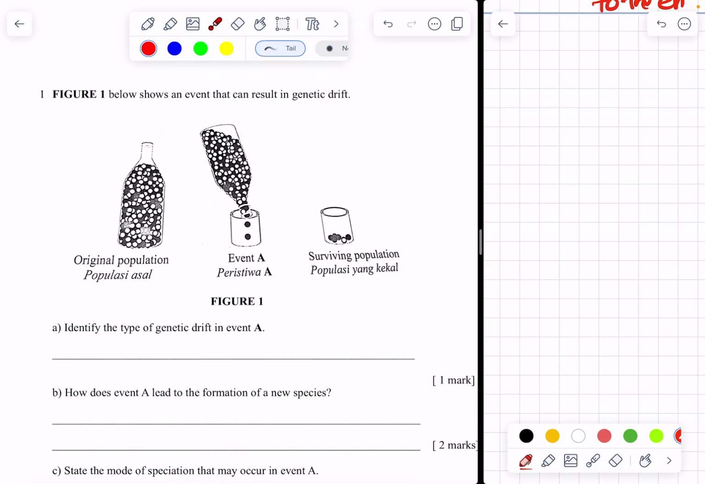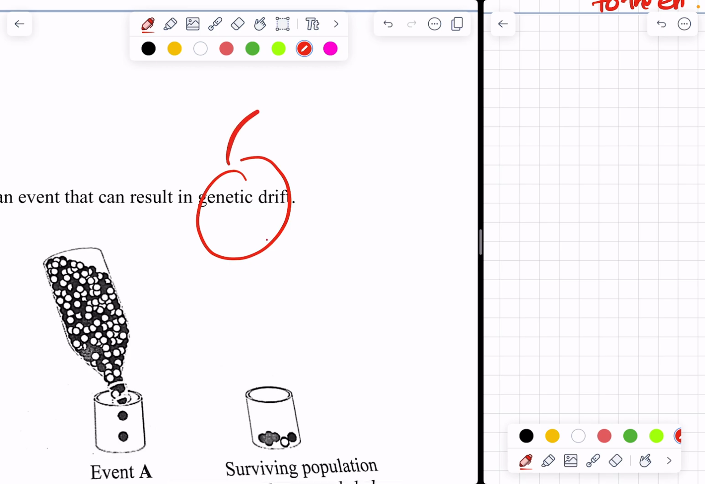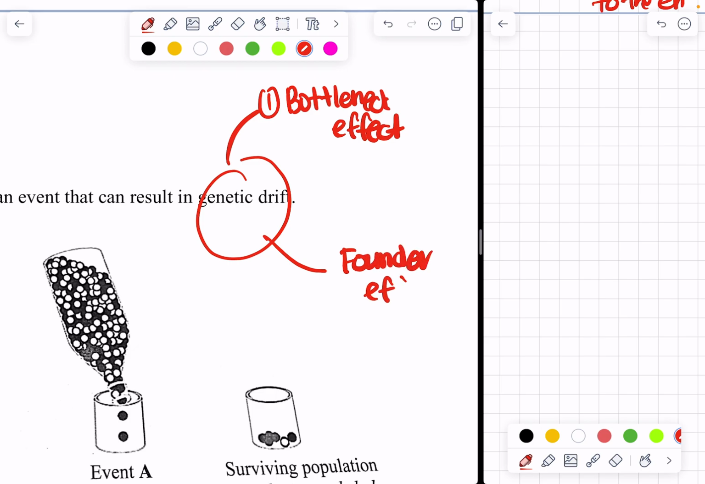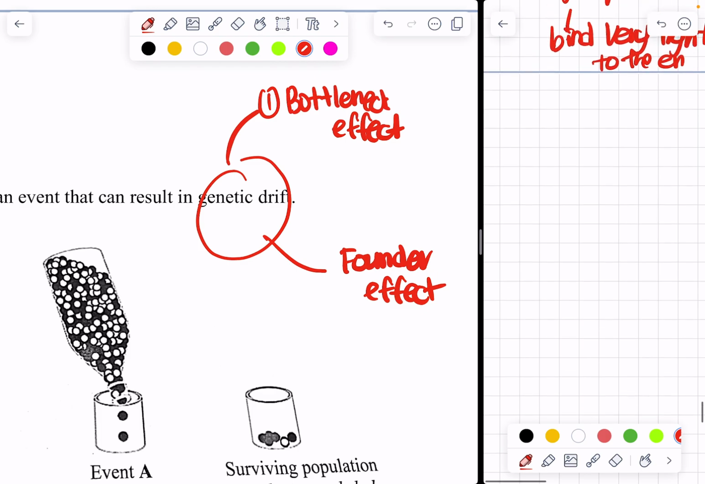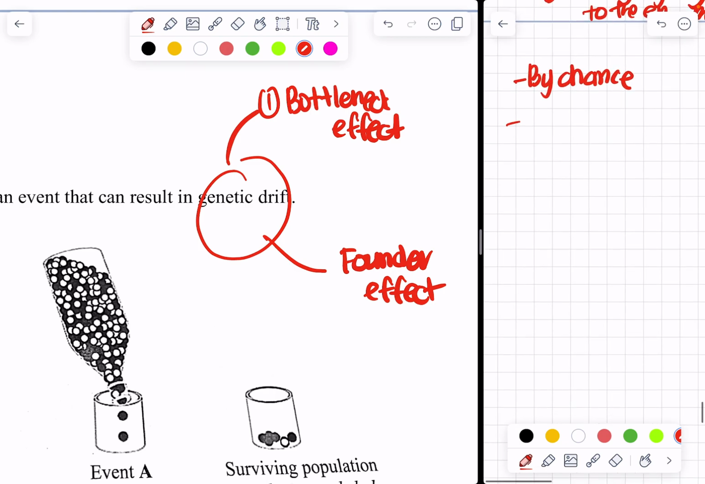Figure 1 below shows an event that can result in genetic drift. If you see genetic drift, remember we only have two types of genetic drift. What is the first one? The first one is bottleneck effect. And the second one is founder effect. Please remember, genetic drift happens by chance. I keep saying this before, I hope you guys still remember it. It happened by chance.